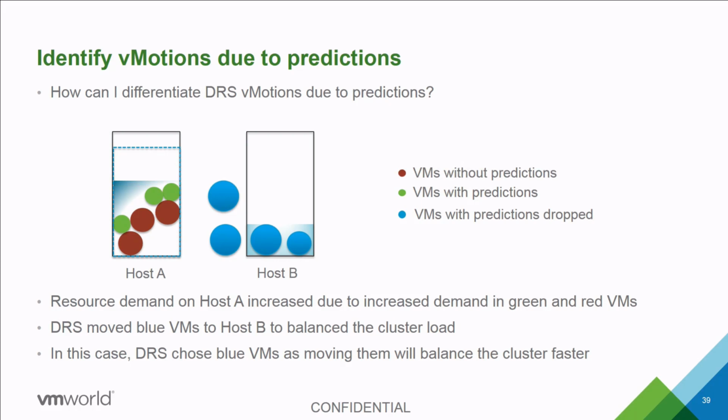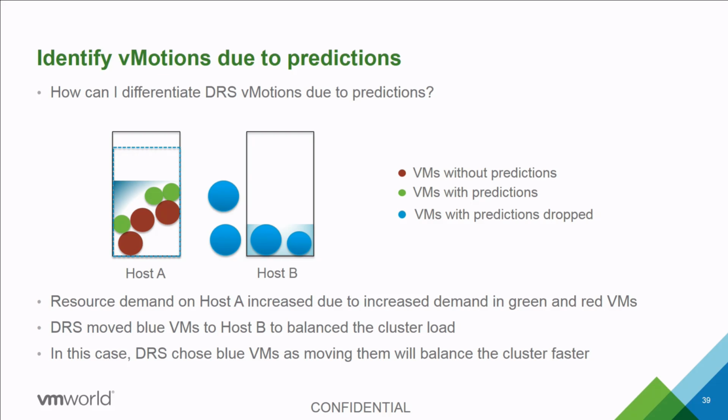So why are the blue VMs moved? Is it because of predictions or not because of predictions? If you look carefully, the whole reason why the blue VMs are moved is because there is an increase in demand on host A, and that increase in demand is contributed by the green ones and the red ones. So in this case, we cannot clearly differentiate why the blue VMs are moved, because the VMs with predictions and the VMs without predictions have contributed to that migration. This is case 1. Let's talk about case 2.